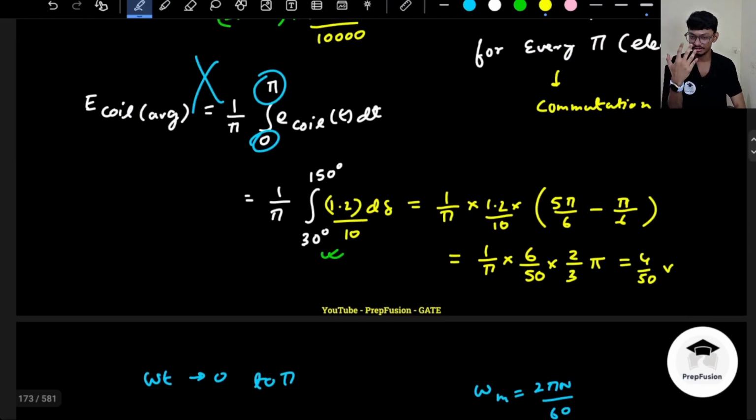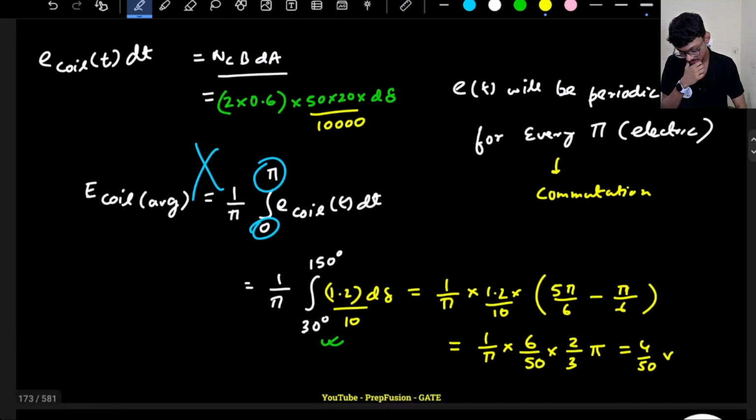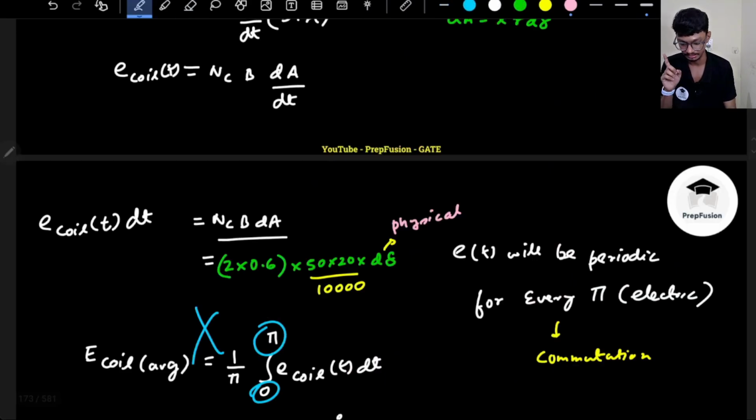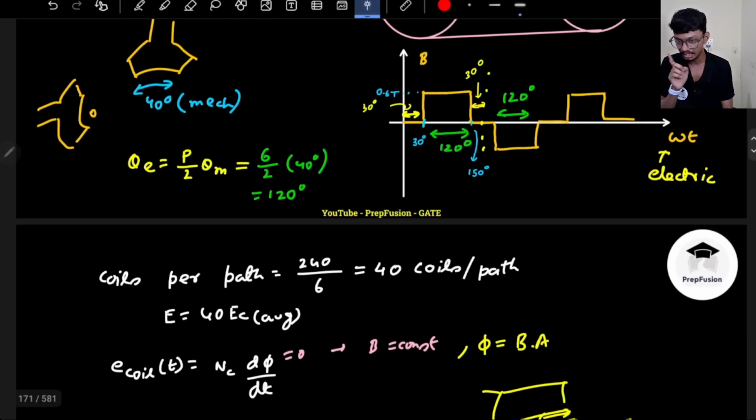I want you to learn from the mistakes. Whatever mistakes I am making, I want you to see them as well, so that you also don't make this kind of mistake. So whenever I say d delta, what does it mean? This d delta is a physical value, right? Because I'm rotating the armature by delta angle.